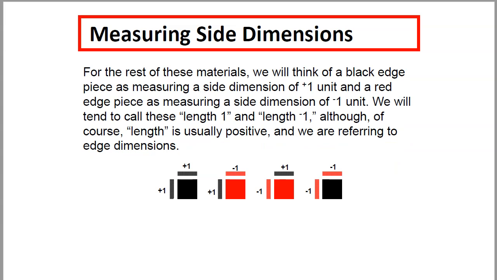For the rest of the materials in the visual algebra materials, we will think of the black edge pieces as measuring a side dimension of positive 1 unit and a red edge piece as measuring a side dimension of negative 1 unit. We tend to call these length 1 and length negative 1, although of course the length is usually positive, and we're really referring to the edge dimensions as illustrated here.